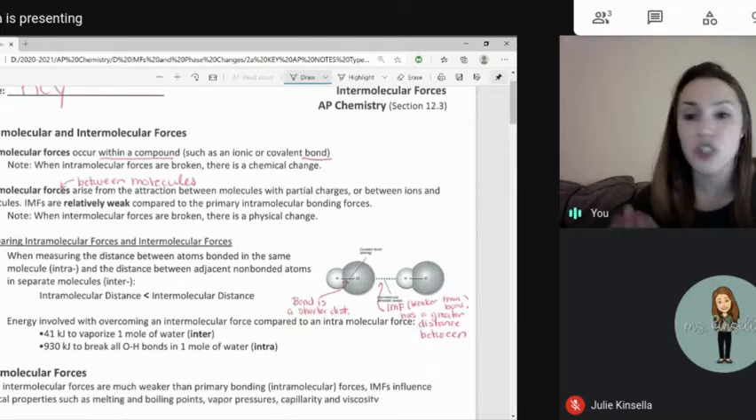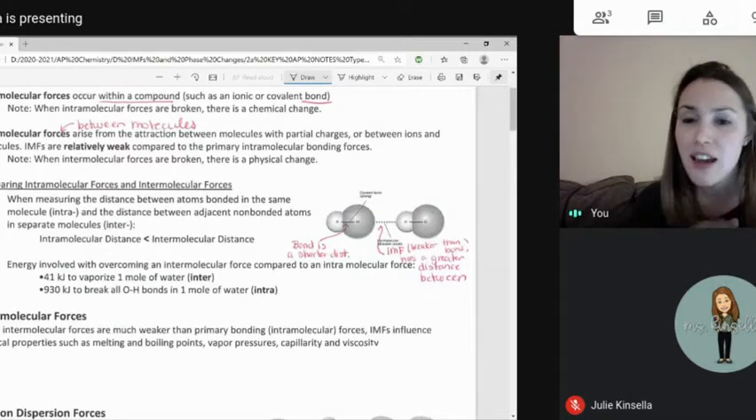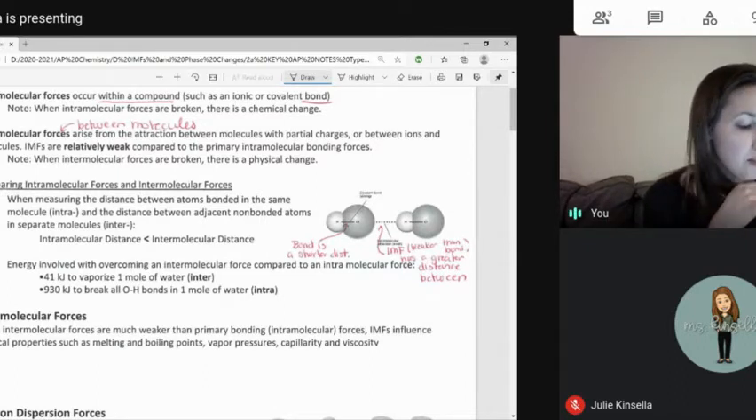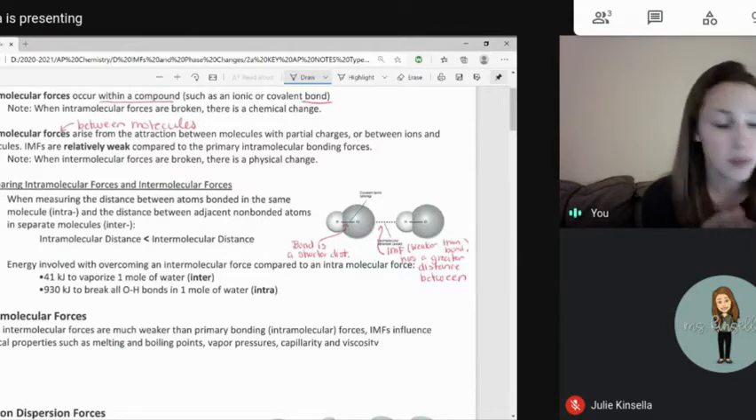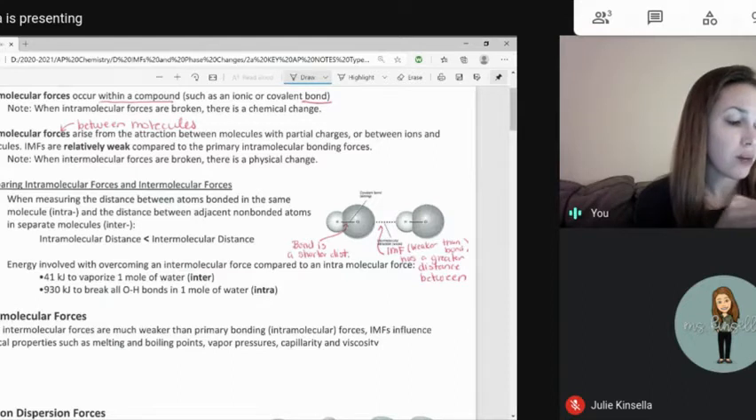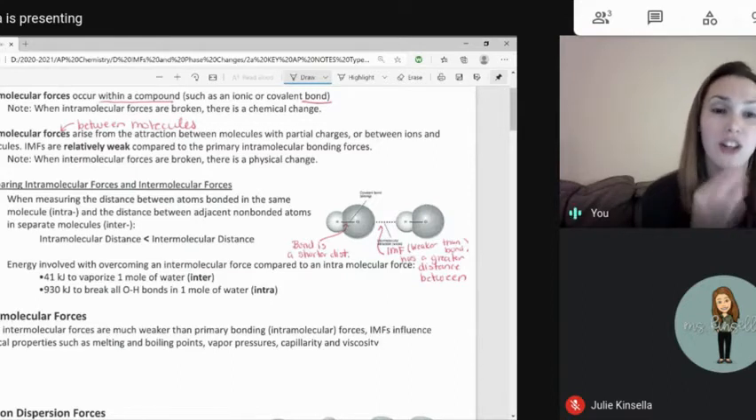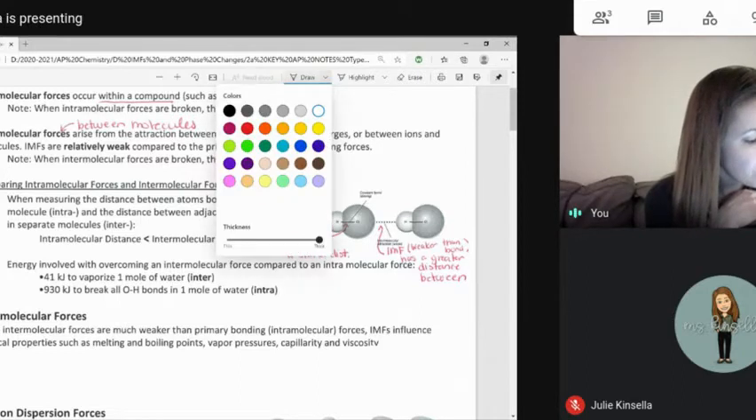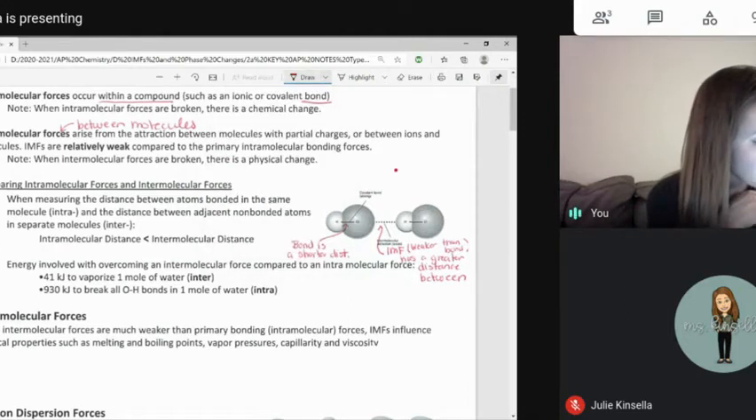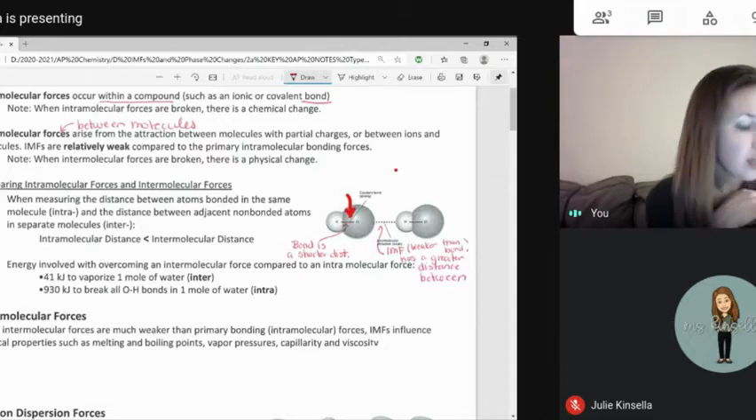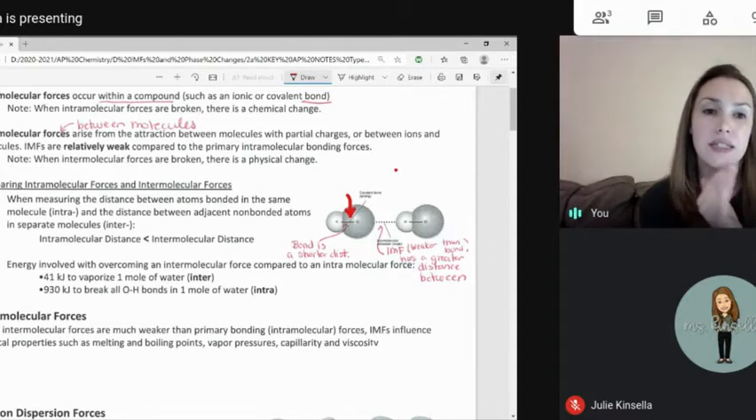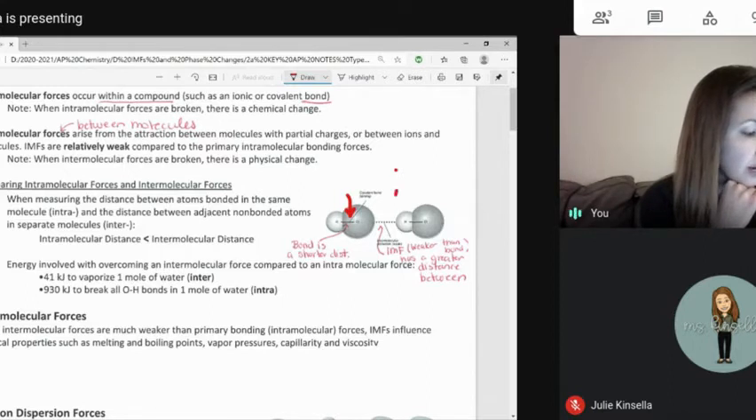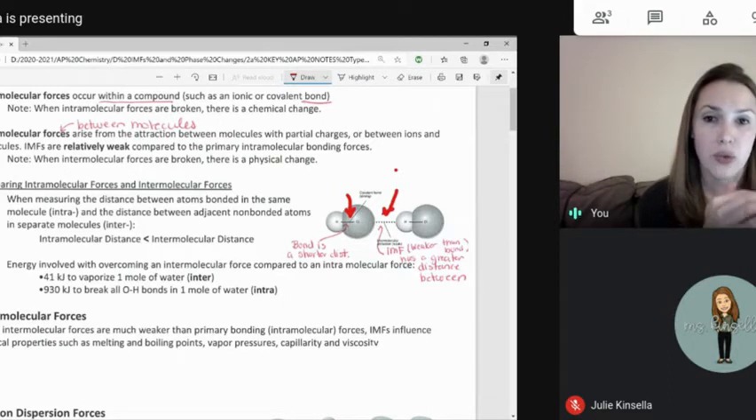All right, so comparing intramolecular forces to intermolecular forces, one thing is when measuring the distance between atoms bonded in the same molecule, the intramolecular force, and the distance between adjacent non-bonded atoms, we're going to find that the intramolecular distance is much smaller than the intermolecular distance. So in this case, let me change this so you can see it. Here's the bond, in this case a covalent bond. This distance would be much shorter than the attraction between them, or this intermolecular force of attraction.